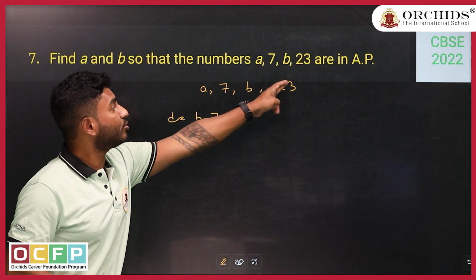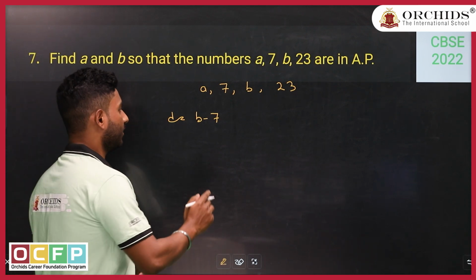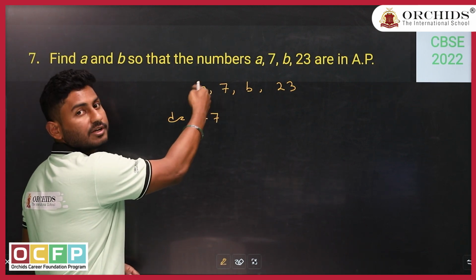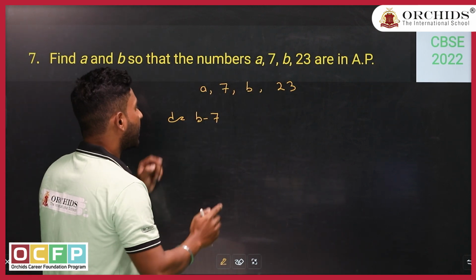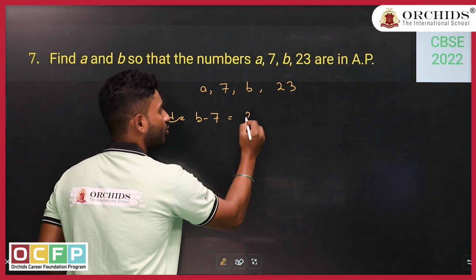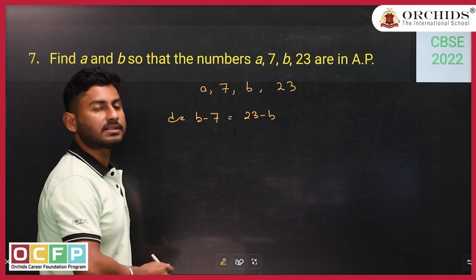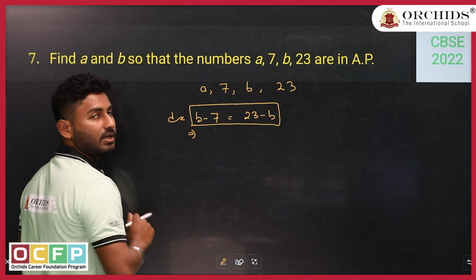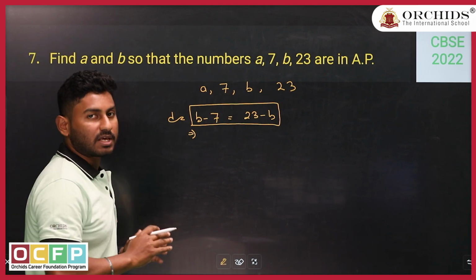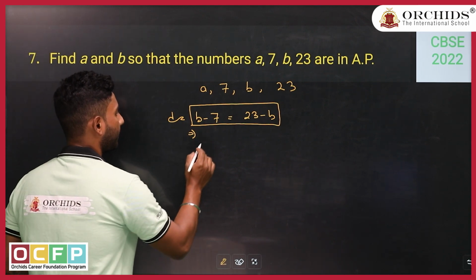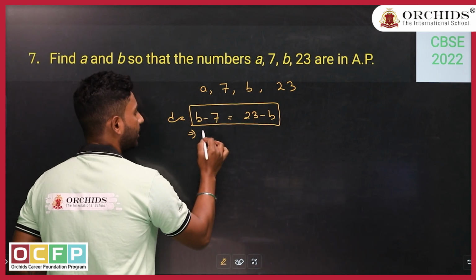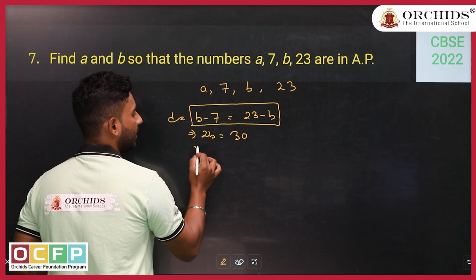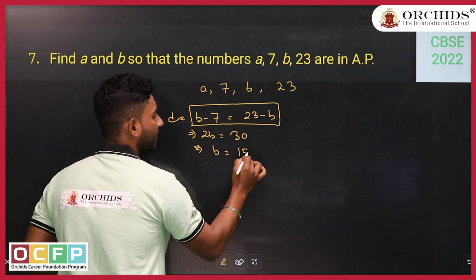What is 23 minus B? That will again give you a common difference. That should be the same, because in an AP, if you subtract consecutive numbers, it has to be the same. So can't I say B minus 7 will be equal to 23 minus B? Definitely I can say. Solve this equation, and it will give us the answer for B. B, you bring it this side, it will be 2B, correct? 23 plus 7 is 30. So what is B? B is 15.